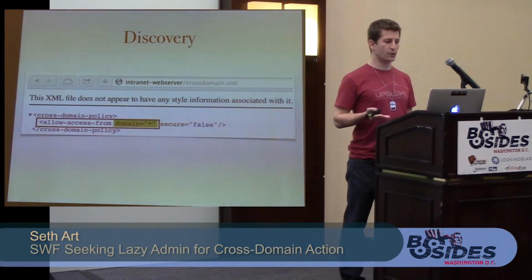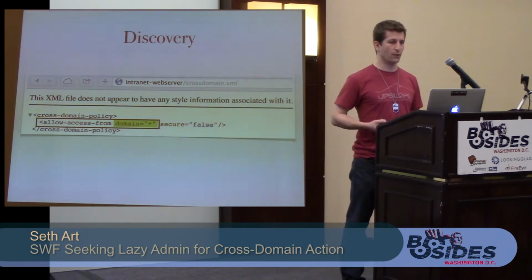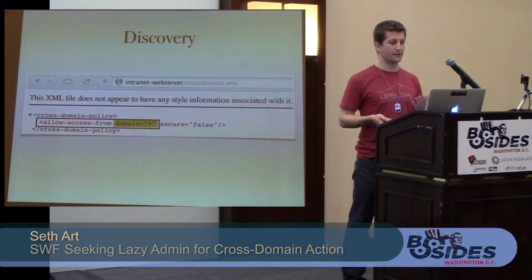So I just wanted to touch really quickly on a few ways to discover this vulnerability. First is just manually entering it into your browser. Once I started doing this research, I got in the habit of typing crossdomain.xml everywhere I went, and you're looking for the allow access from directive with domain equals star.